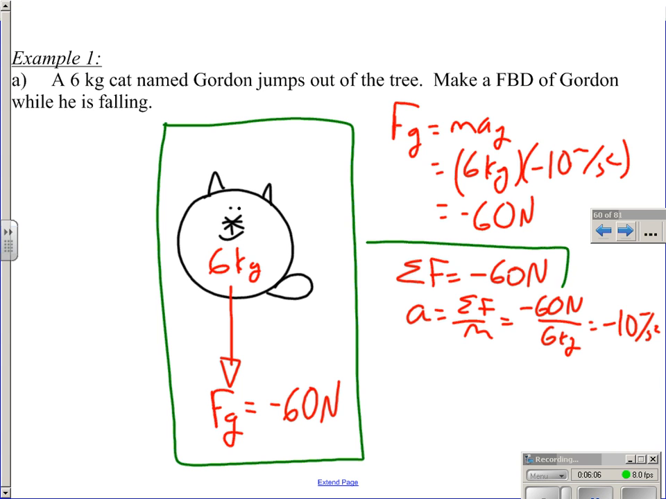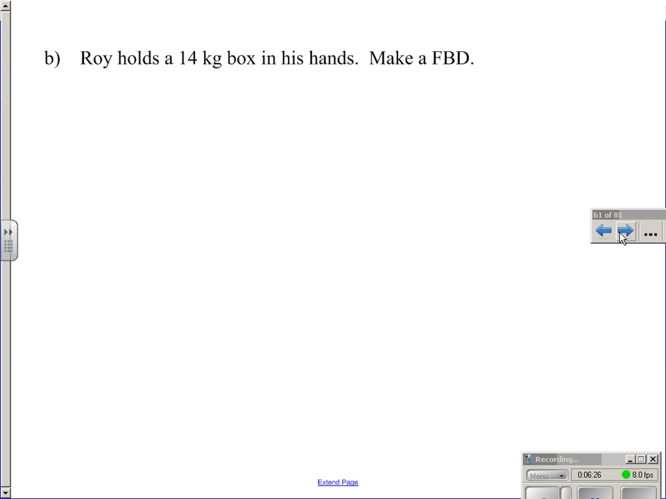So this is part of my drawing, part of my free body diagram, and you should have your acceleration written down. Okay? In this one, there's really nothing that I can say about the velocity because it says he jumps out of the tree, so I don't know what his initial velocity was because I don't know how fast he jumped. I don't know how fast he's moving at this instant, so I'm kind of done right there. All right? So let's do another one.